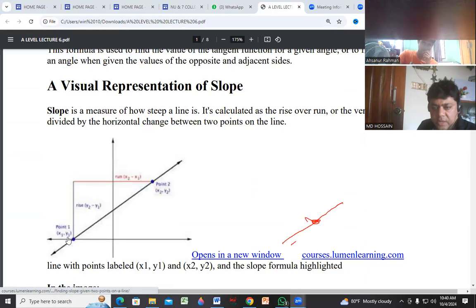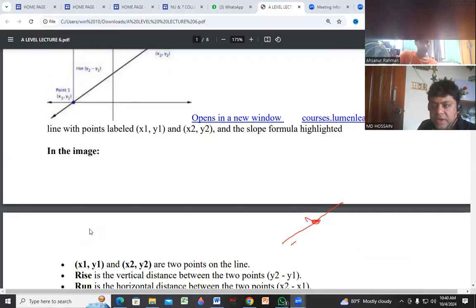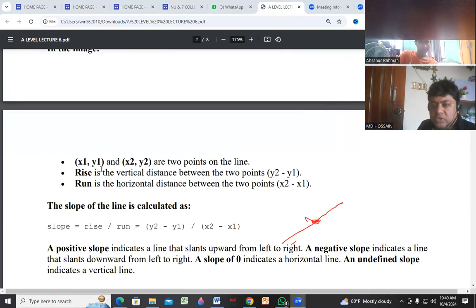Can you tell me the points x1, y1 and x2, y2? What are the points? This is the straight line, and this is the angle, and this will determine what x1, y1 and x2, y2 are: two points on the line. It may be three points also, but it's a rare case.